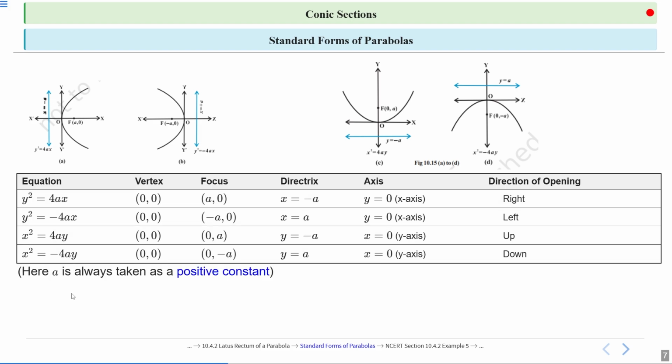So here a is always taken as a positive constant. Okay, so always take a as a positive constant.